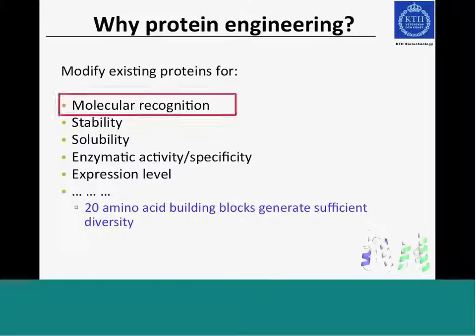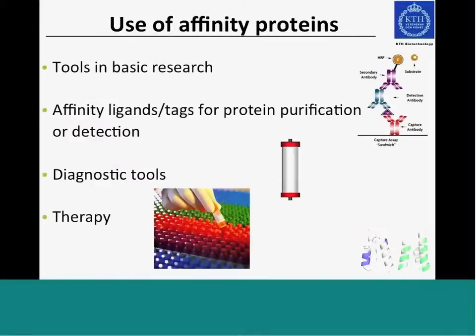So in our case, we focus on molecular recognition. We try to engineer existing proteins for improved molecular recognition or introduce novel binding sites on protein domains. And as you probably all know, affinity proteins have many different application areas, and mainly people think of antibodies as the affinity proteins. So, for example, antibodies or other proteins are very useful in basic research. They can be used for purification or detection, in diagnostics, and sometimes in therapy.